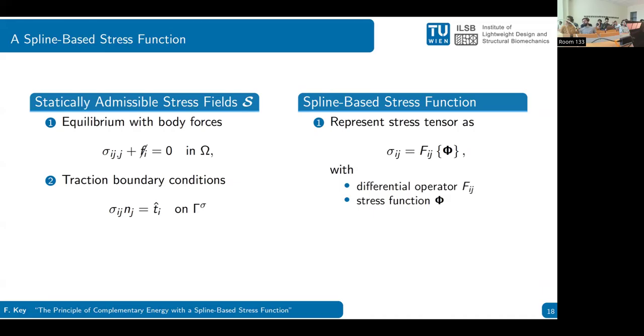The idea is to represent the stress tensor sigma ij by some stress function phi and some differential operator. So basically, you just want to find expressions for the different components of the stress tensor as derivatives of this general tensor-valued stress function. You choose it in a way that the equilibrium condition is ultimately fulfilled. There are still the traction boundary conditions that you need to obey, and these will translate into conditions for the stress function phi. So that's the general idea.